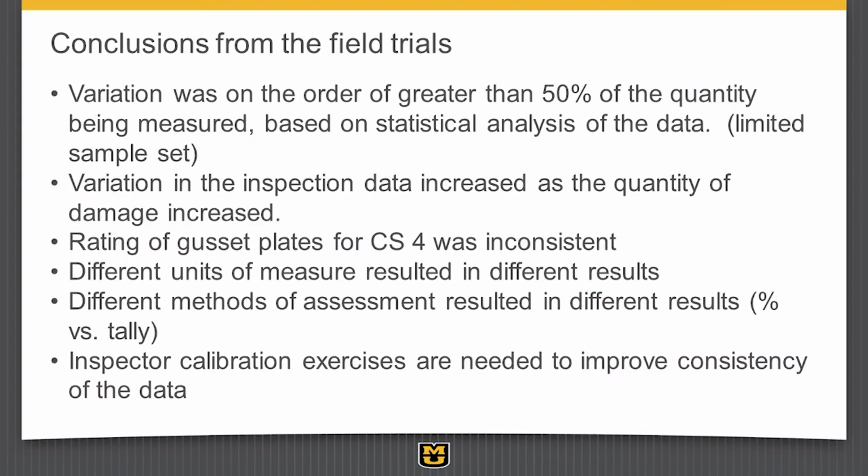So the conclusion from the field trials was that the variations, at least plus or minus 50%, looking at different inspectors looking at exactly the same damage. Some other things we found, we looked at gusset plates. What's the chances some inspector is going to rate that gusset plate as condition state 4, which would be an important and critical sort of finding? That had a lot of variation in it as well.